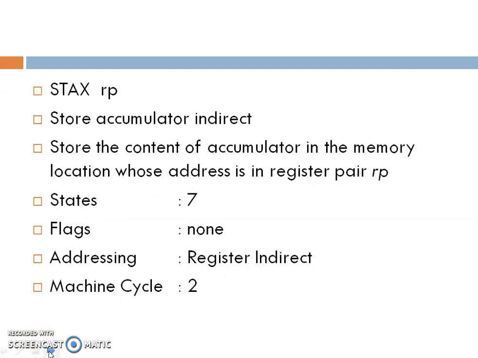STAX RP, store accumulator indirect. Store the content of the accumulator in the memory location whose address is in the register pair. Register indirect addressing. Machine cycles 2: opcode fetch and memory write.